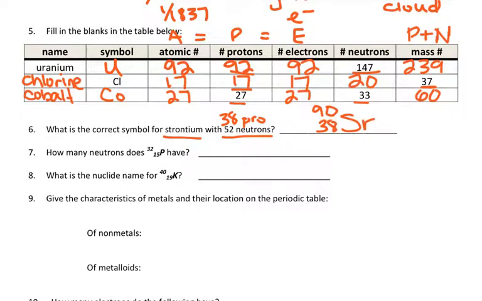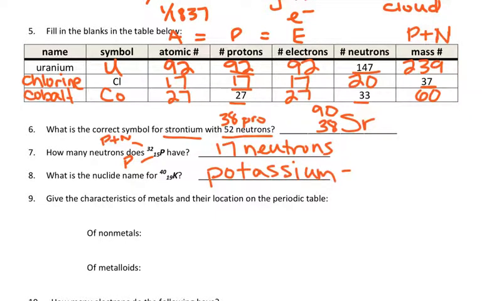So for number 7, we already have the nuclide symbol for phosphorus. The atomic number is 15, and the mass number, the sum of the protons and neutrons, is 32. So since 15 is the number of protons, 32 is the number of protons and neutrons. If we just want neutrons, we subtract them, and we're left with 17 neutrons. For number 8, if we're going to write the nuclide name, we first look at the symbol. K is potassium, so we just write out the entire name. Then we're going to have a hyphen or a dash, and we're going to look at the mass number on top. That gets written after the hyphen.